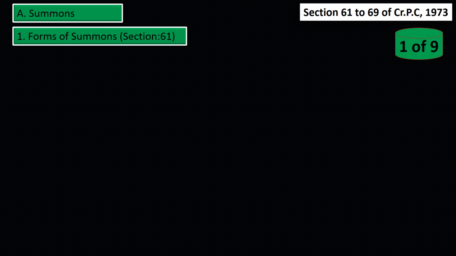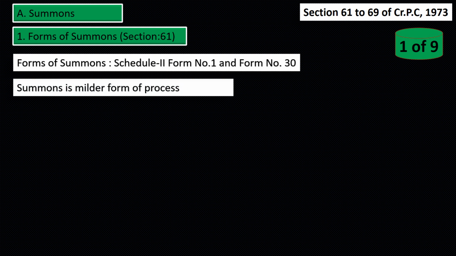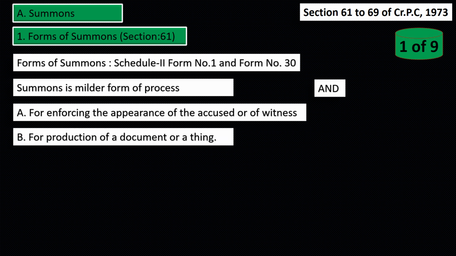The first part, summons, says that forms of summons are given under section 61. Forms are shown in Schedule 2, form number 1 and form number 30. They are really helpful and make you understand summons in a better manner. Summons is a milder form of process. Summons are issued (A) for enforcing the appearance of the accused or of a witness. This is for both the accused and the witnesses. And (B) for production of a document or a thing.